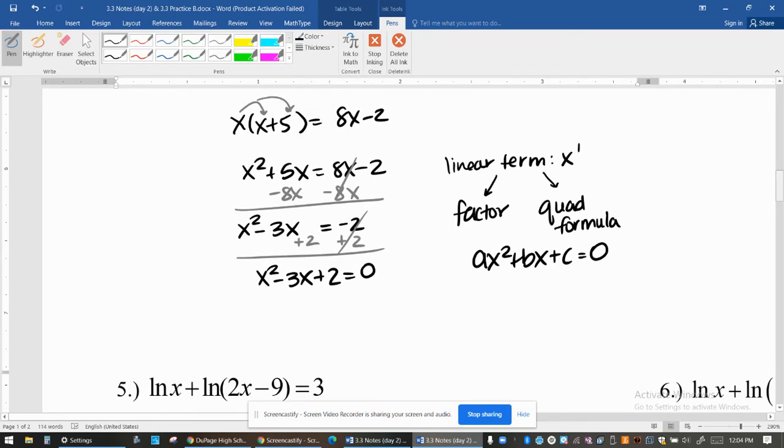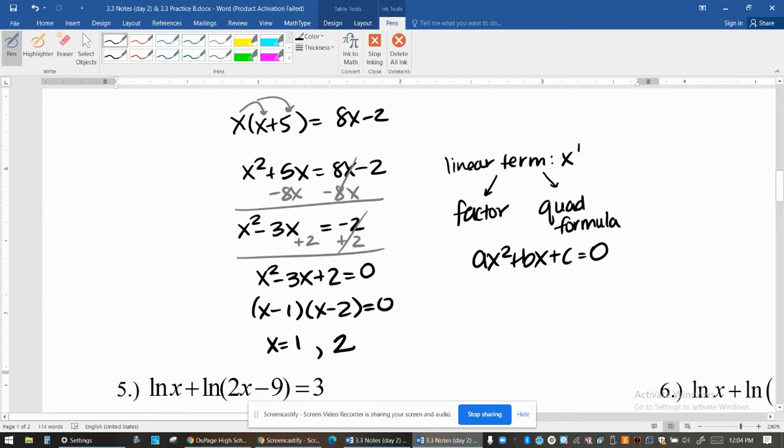This can be factored. So since it can be factored, I'm going to go ahead and factor it. But again, if you would prefer to use the quadratic formula, you can. Just remember that factoring is a lot faster than the quadratic formula, so please practice your factoring and do factoring whenever possible. So this factors to x minus 1 and x minus 2. You get two solutions.